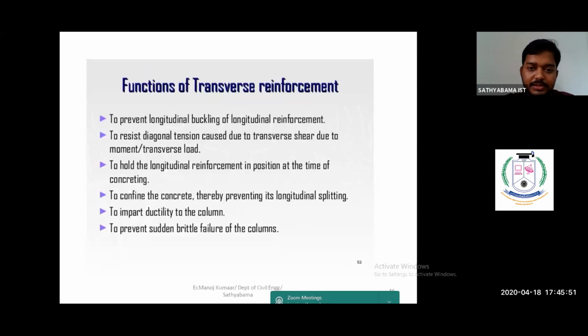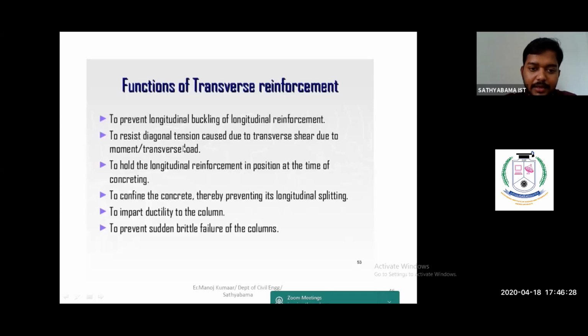Next, functions of transverse reinforcement, nothing but helical bars or individual lateral ties. Why do we need to provide lateral ties or helical bars? To prevent longitudinal buckling of longitudinal reinforcement. When the reinforcement is provided for a very large height, it may tend to buckle sideways. In that case, we are maintaining the vertical position of longitudinal bars. So to prevent longitudinal buckling, we are providing lateral ties.